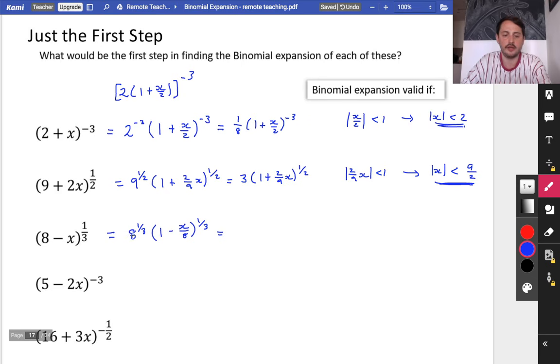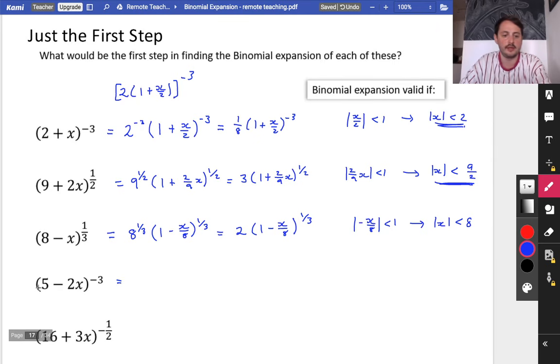8 to the power of a third is the cube root of 8, which is 2. So that's 2 times (1 minus x over 8) to the third. Now we're going to see when it's valid. You'll be doing binomial expansion on this, so we need minus x over 8 to be less than 1, which really means that x has got to be less than 8, because remember, you can ignore the minus because of the modulus signs that you've got here.